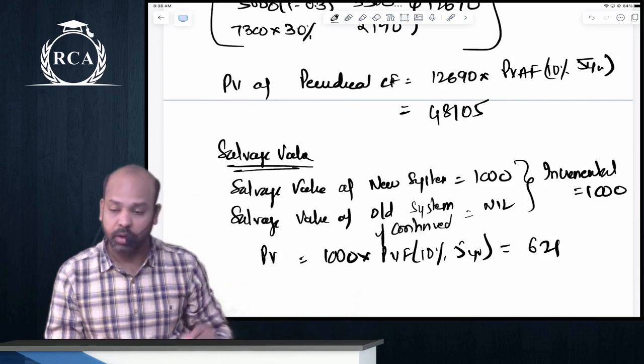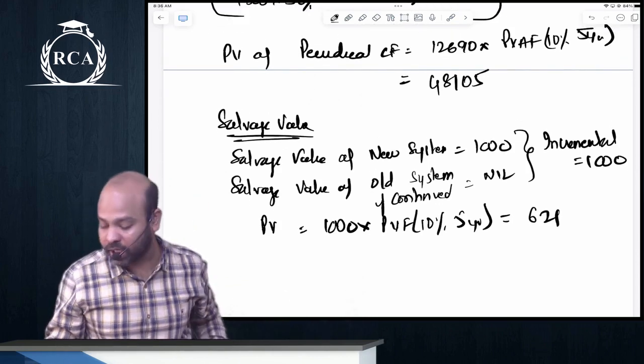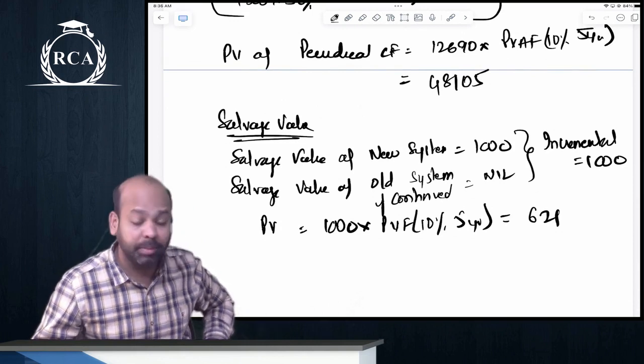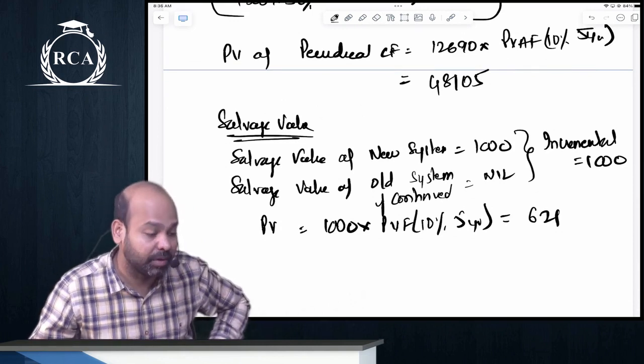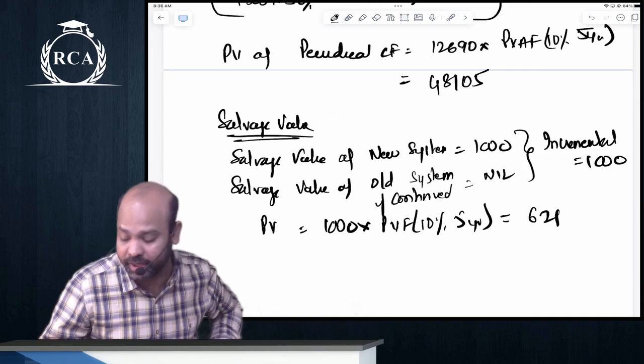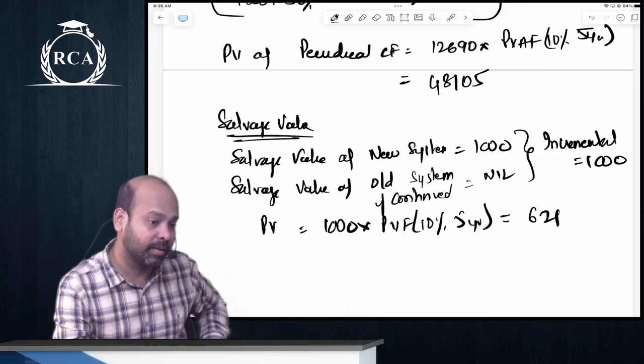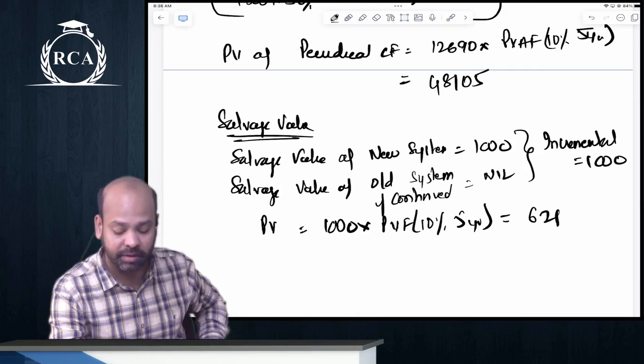621. Once you do present value of periodical cash flows and present value of terminal cash flow beta, add both of them, deduct your initial investment, and that's the NPV of the replacement decision. Positive or negative? Positive. Therefore, we should replace. How much is it? 5976.